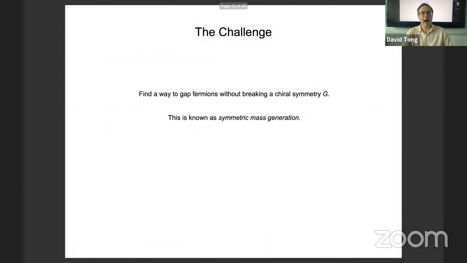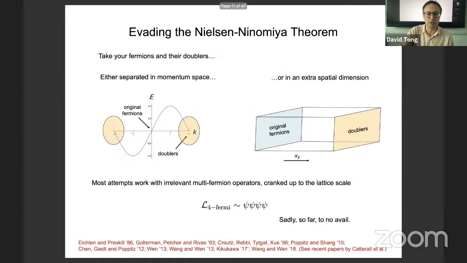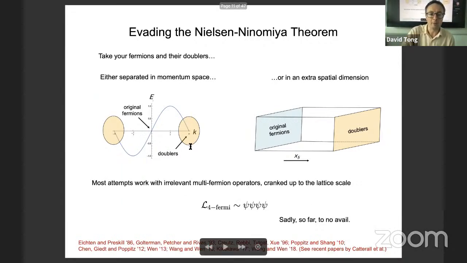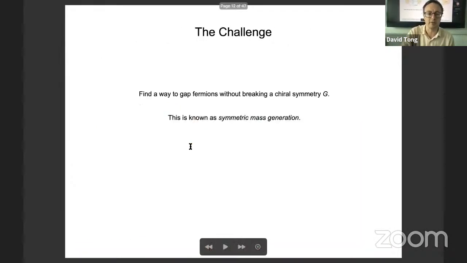Of these 2 challenges, I'm going to discuss both of them in this talk, but I'm only going to declare success for one. So remember, what are the 2 challenges? Somehow you have to cook up interactions that only the doublers feel. And somehow you have to cook up interactions that gap the doublers, preserving the symmetry that naively would be broken because it's a chiral symmetry. So it's the latter of those that I'm going to focus on in this talk. The question is, how do you gap fermions without breaking a chiral symmetry G?